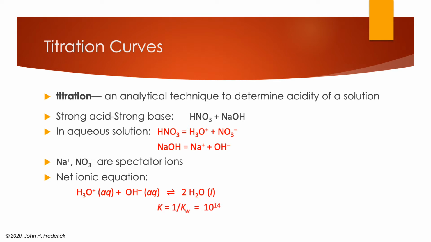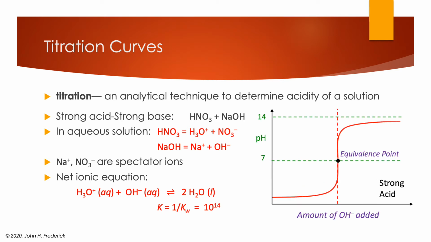And we already know that the equilibrium constant for that is 1 over Kw. That's just the reverse of the Kw reaction. So it's really high. It's 10 to the 14th. So we can expect that this pretty much goes to completion as it's happening. Now, what does this look like when we plot it out? This is an example of a typical strong acid, strong base titration curve.